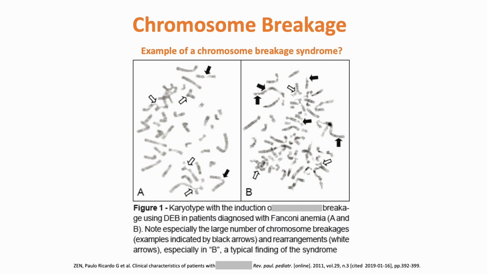A cytogeneticist examines the stained chromosomes under a microscope to identify any breakage or rearrangements. This analysis can reveal critical information about the chromosome's stability and integrity. Chromosomal breakage analysis is particularly useful for diagnosing conditions such as Fanconi anemia, ataxia telangiectasia, and certain types of leukemia. These disorders may be associated with increased chromosomal fragility or breakage.